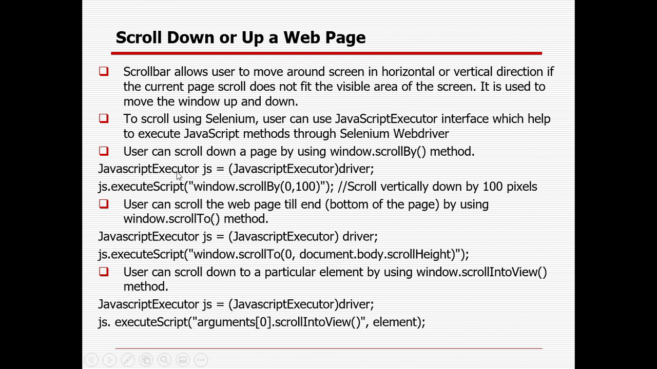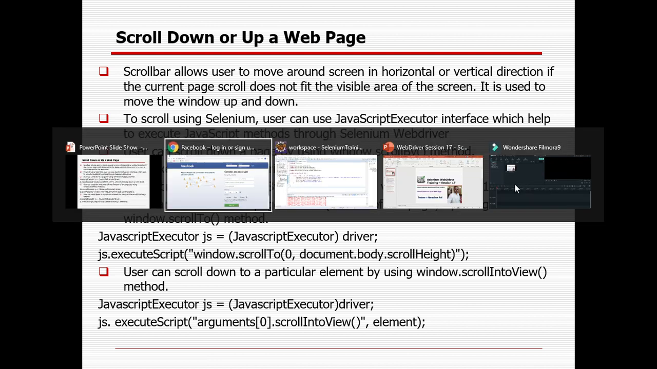Using the JavaScript executor interface, I need to create the object or instance by typecasting the driver. Then using that object instance, I need to execute script with the window.scrollBy method, and provide the x and y axis references. With the y axis reference, it will scroll vertically down by 100 pixels.